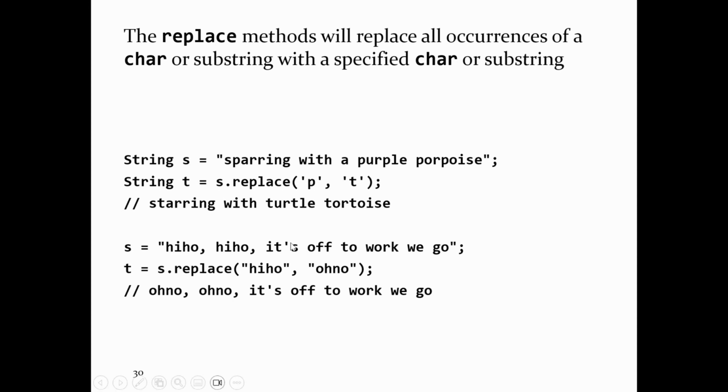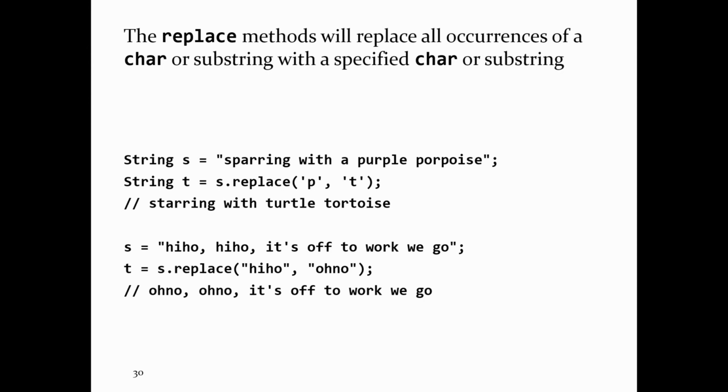So if s is the string "hi ho, it's off to work we go", I can ask s to give me a new string formed by replacing all instances of "hi ho" with "oh no". Those two strings don't have to be the same length. They can be different lengths if you want. And then you end up with "oh no, it's off to work we go".